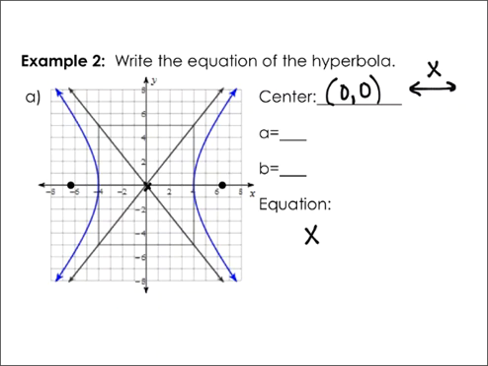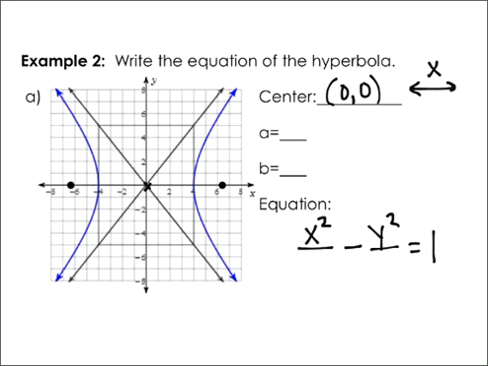So I can go ahead and start this. I've got x squared over something minus y squared over something else is going to equal 1. Now, I didn't add anything to x squared and y squared because my center was 0, 0.